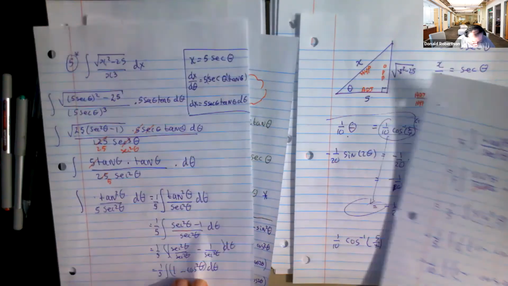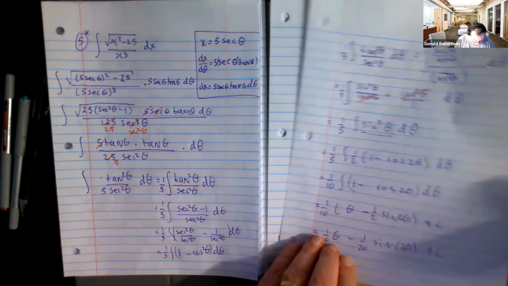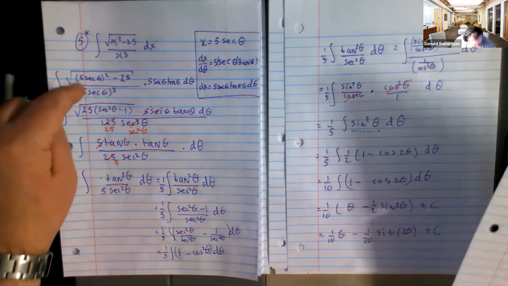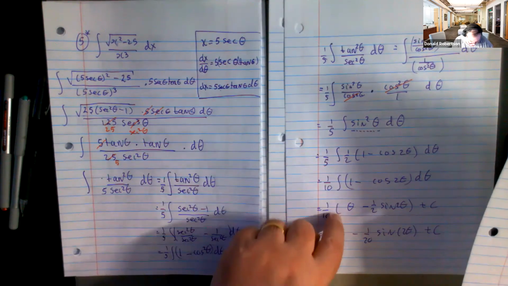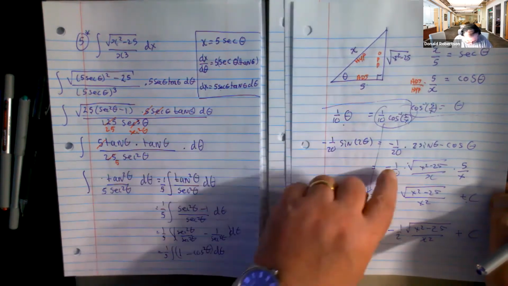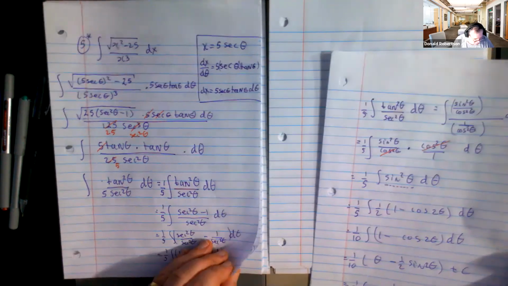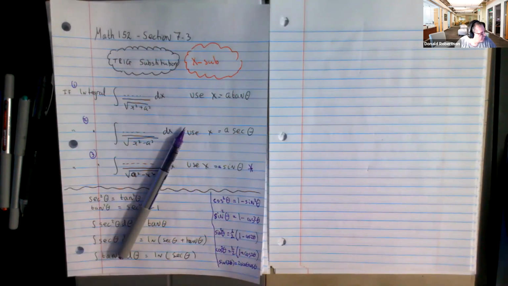1, 2, 3 pages. 1, 2, 3, 4, 5, 6, 7, 8, 9, 10, 11, 12, 13, 14, 15, 16, 17, 18, 19 lines of working just to solve one question. That must be a world record for us. One question took 19 lines just to get the answer.